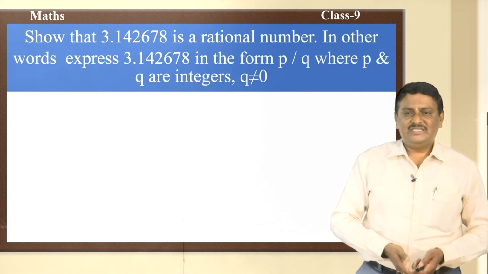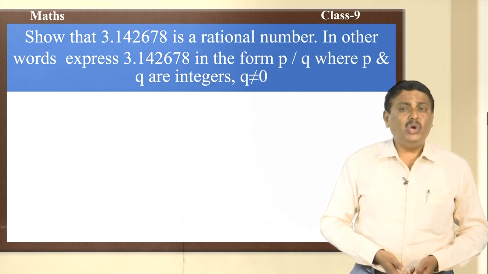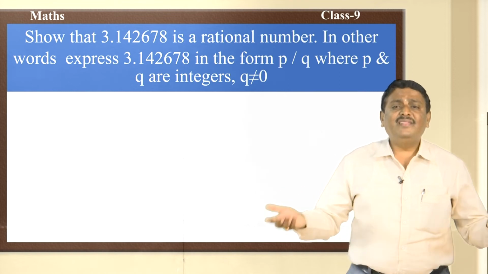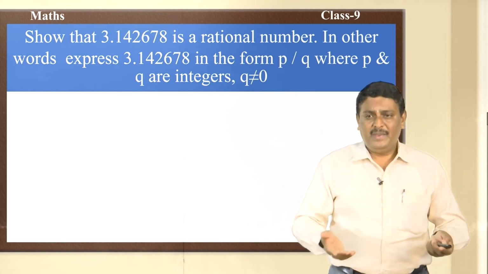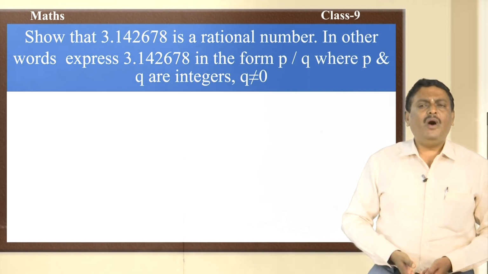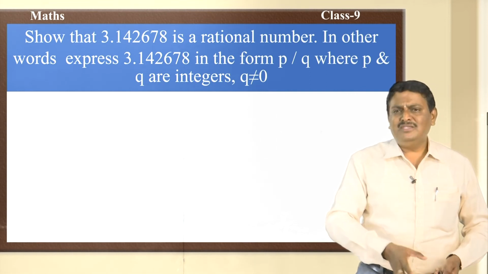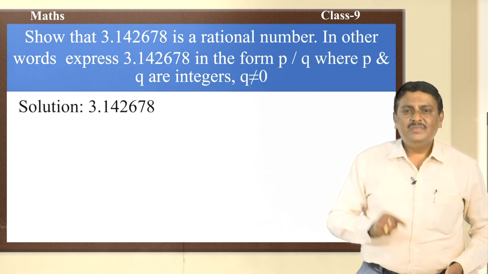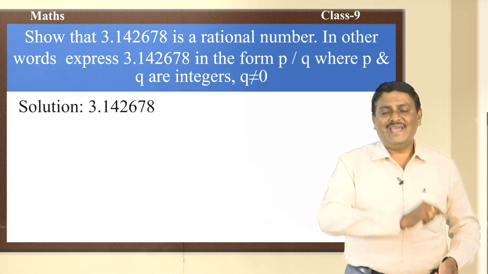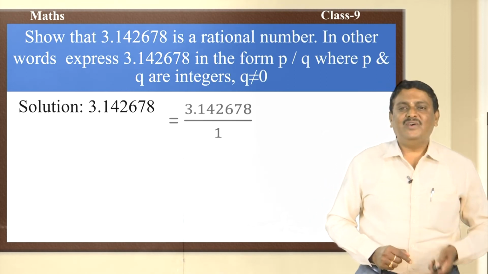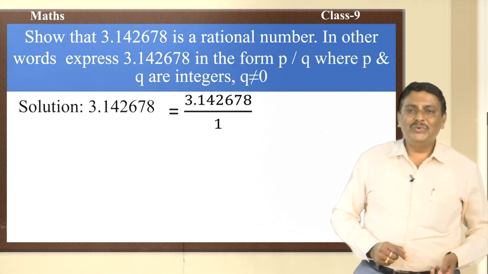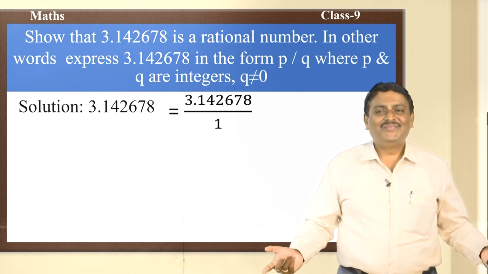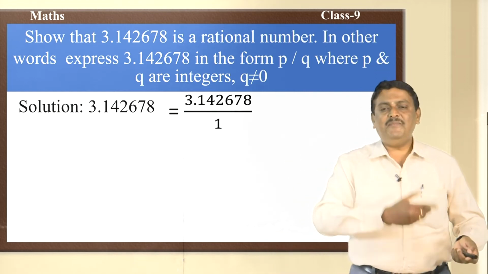Now, we are going to solve some examples. Show that 3.142678 is a rational number. In other words, express it in the form of p by q, where p and q are integers. Both are one and the same. My dear students, this is a very beautiful and interesting problem. Consider the given number 3.142678. We can write this as 3.142678 by 1. Is there any change in the value? No, the value is the same.